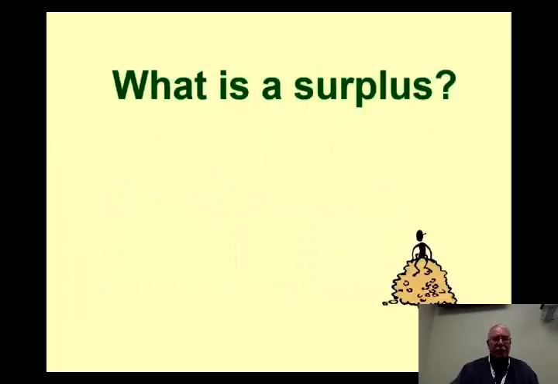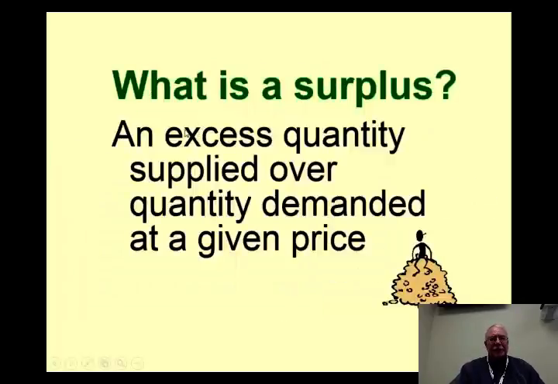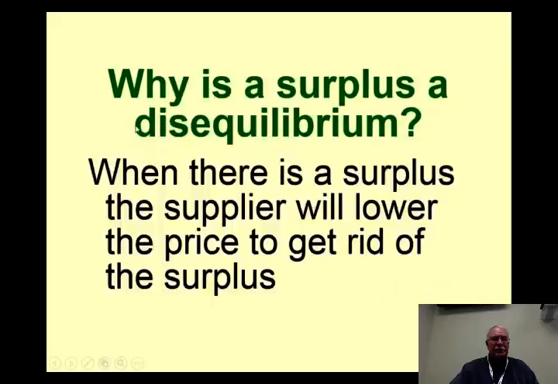Again, it's just vocabulary. So what is a surplus? An excess of quantity supplied over the quantity demanded at a given price. A surplus means that producers want to supply more than demanders are willing to buy. When there is a surplus, the supplier will lower the price to get rid of it. If the quantity supplied is greater than the quantity demanded, then suppliers are going to start supplying less.